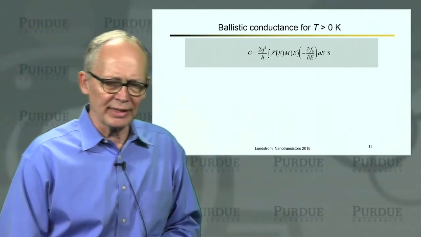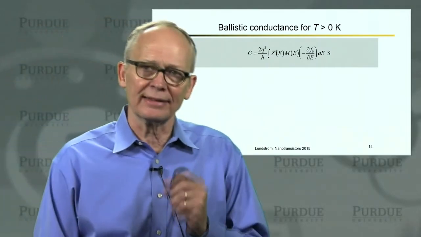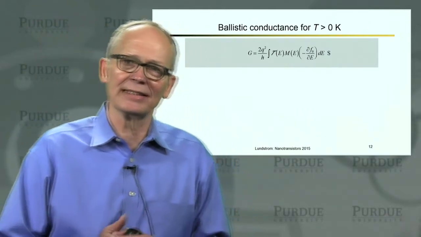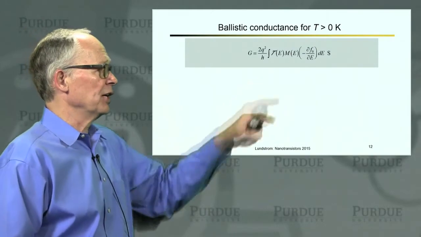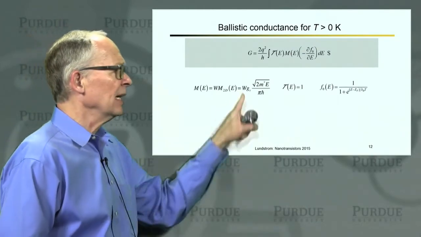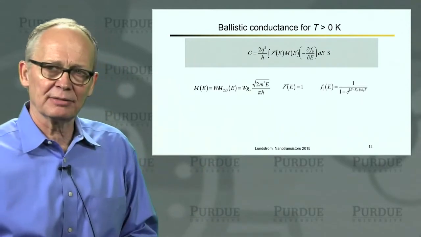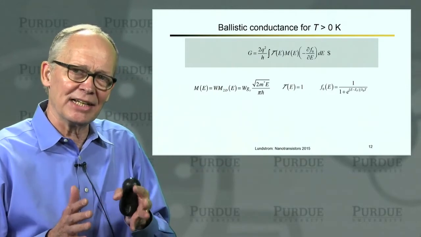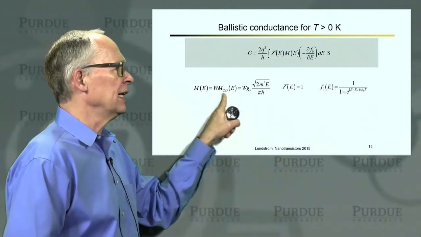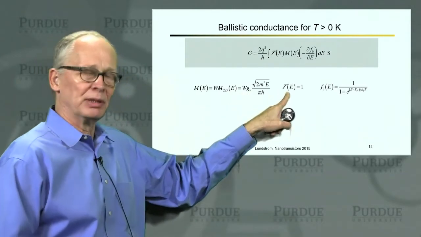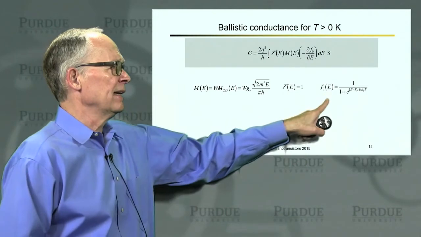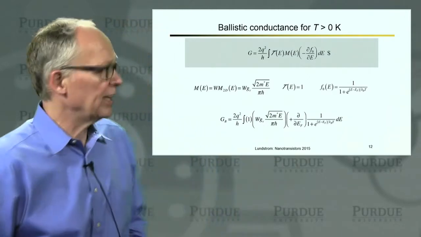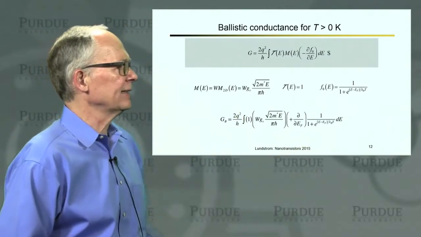Now, let's look a little more carefully at the ballistic case and look at the conductance when the temperature is greater than 0, because we're primarily interested in MOSFETs at room temperature. So this is our general expression for the conductance. This is our expression for the number of channels as a function of energy. And we're assuming wide structures where the discrete nature of the channels won't be an important factor for us, so it's just proportional to W. We're assuming ballistic transport, so the transmission is 1. And we know the Fermi function, so we can work out this derivative.